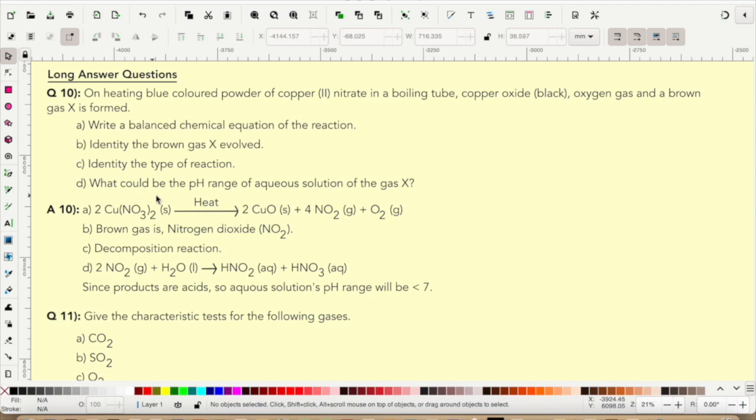Last part is what could be the pH range of the aqueous solution of the gas X. When NO2 reacts with water, it makes HNO2 and HNO3, two acids. Balanced chemical equation is 2NO2 plus H2O makes HNO2 plus HNO3. Since the product is acidic, the pH range will be less than 7.